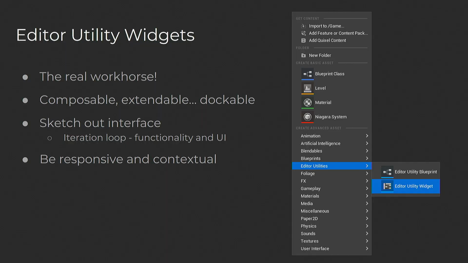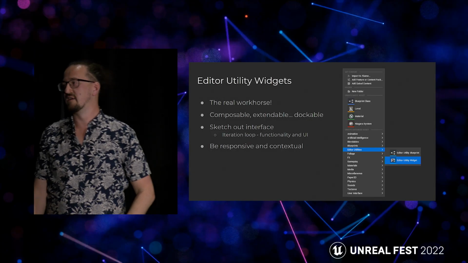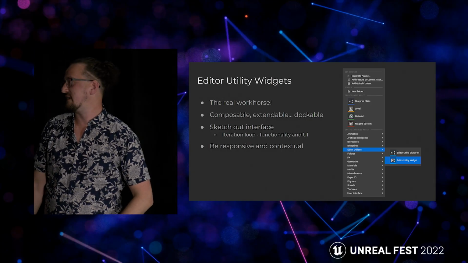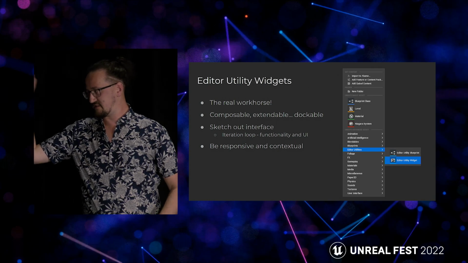You don't want buttons in that widget that kind of do nothing in certain scenarios. You should always try and implement enabled states and stuff like that for just disabling parts of the UI that don't make sense in a given context. And they're very easy to create. You just right-click in the content browser, Editor Utilities, Editor Utility Widget, and then you just get a widget blueprint that you can fill up with things, right-click on it, and run it.